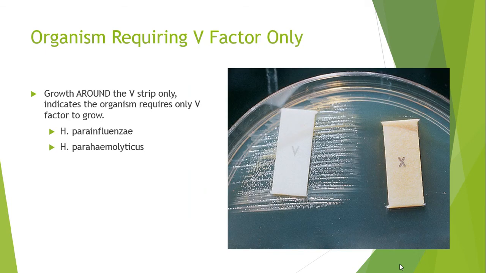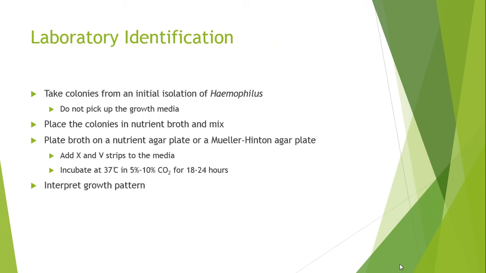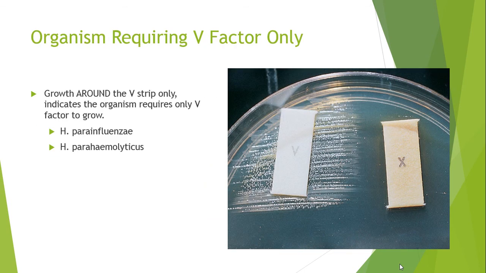This one, we've got growth on both sides, whereas on the previous one, there's only V, and it's not on this side where there's only X. It's only between. This one, it's surrounding the V factor, where the V factor was disseminated through the agar. So organisms that just need V factor are parainfluenzae and parahaemolyticus. They've got that para inside their name, so we know they just need V factor.